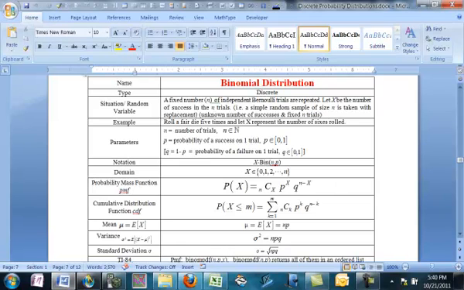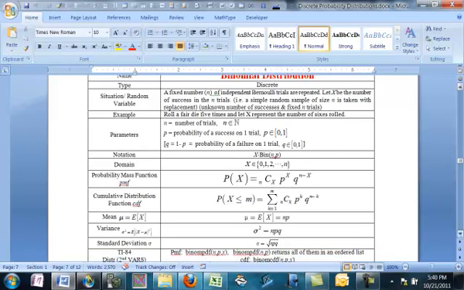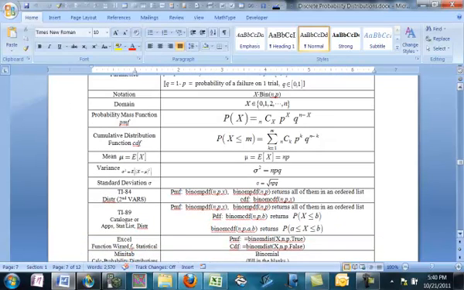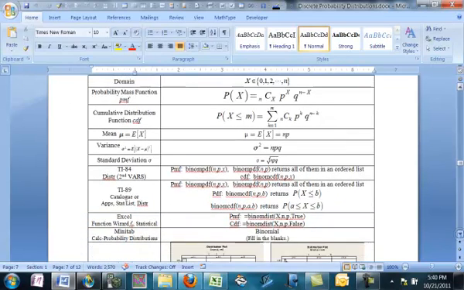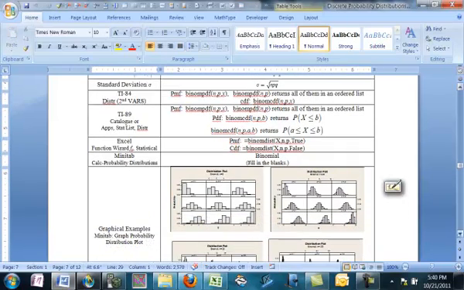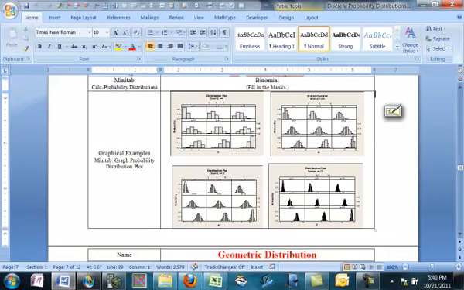If there is a shortcut formula for the CDF, it shows you that. It tells you the mean, variance, standard deviation, and shows you what command to use on the TI-84 or TI-89. Also Excel and Minitab, and then gives you some examples of a few different graphs for this binomial.